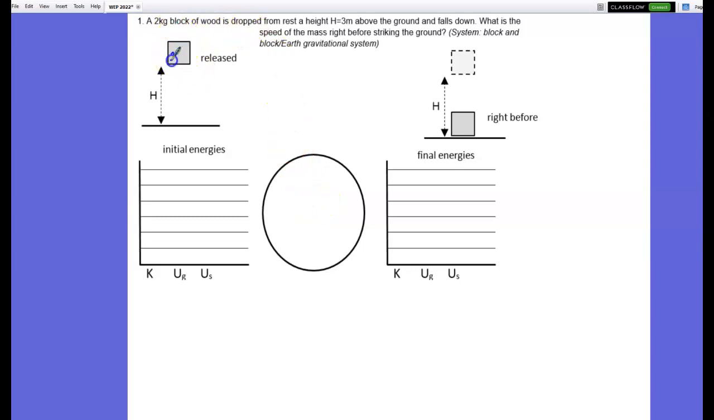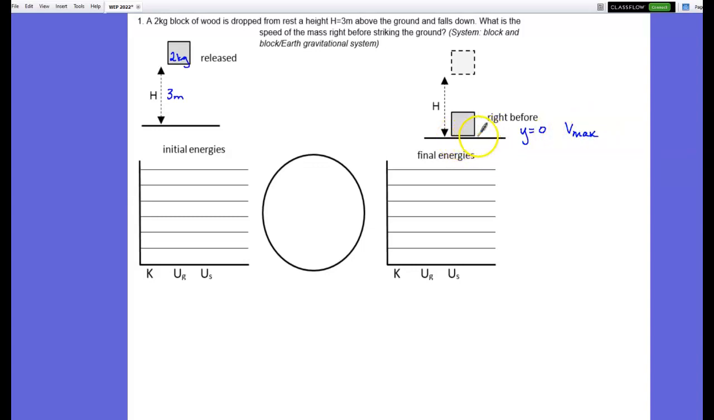A 2-kilogram block of wood is dropped from a height 3 meters above the ground, and it falls. What is the speed right before it hits the ground? Okay, what we mean by this is y equals 0. So it has begun to interact with the ground, but it still has that maximum velocity. It's going as fast as it goes. It has not begun to slow down with this interaction yet.